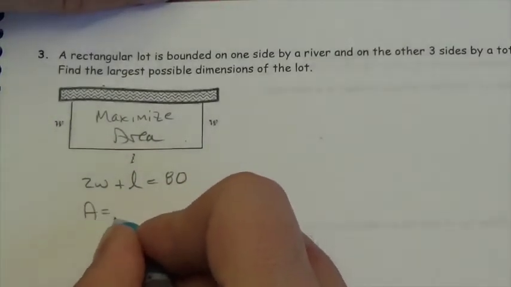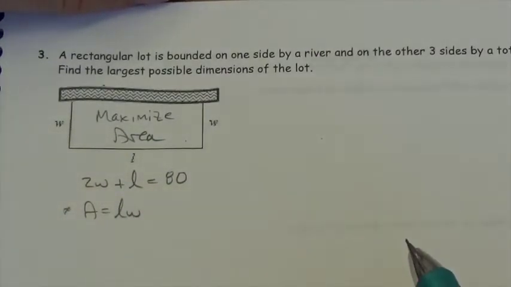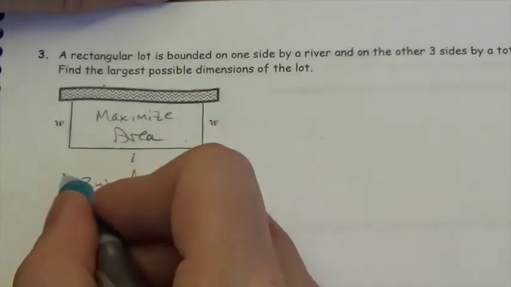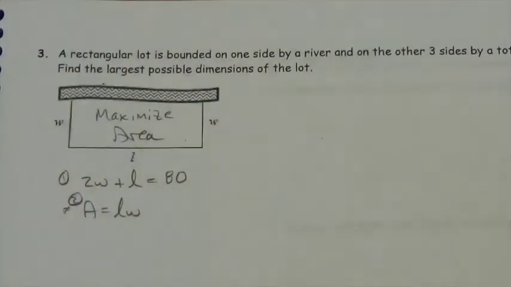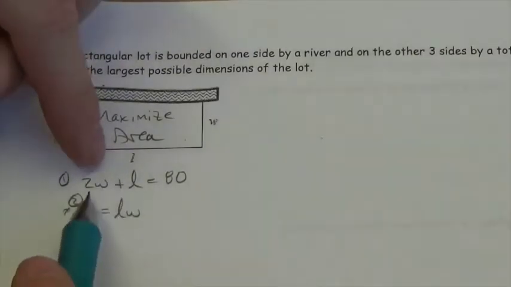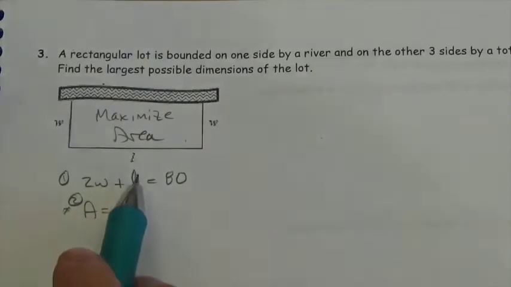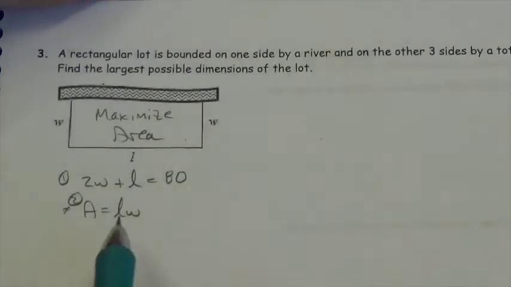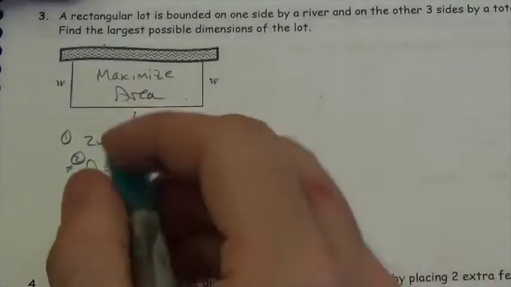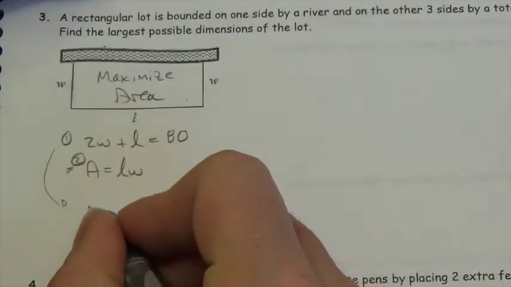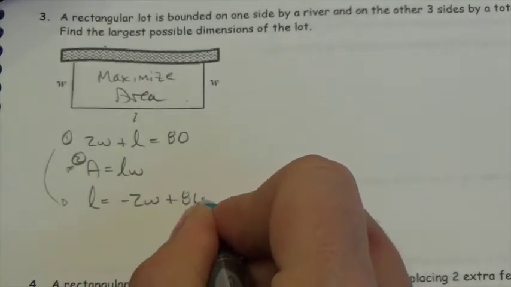So area is going to equal length times width. So this is the thing that I'm going to complete the square on. So here's equation 1, here's equation 2. Again, I've got one too many variables, so I'm going to get rid of one of them. Between W and L, I'm just kind of lazy here, so I'm just going to choose to solve for L, because it's going to take a little bit less work. So equation 1 is going to become L is equal to -2W plus 80.